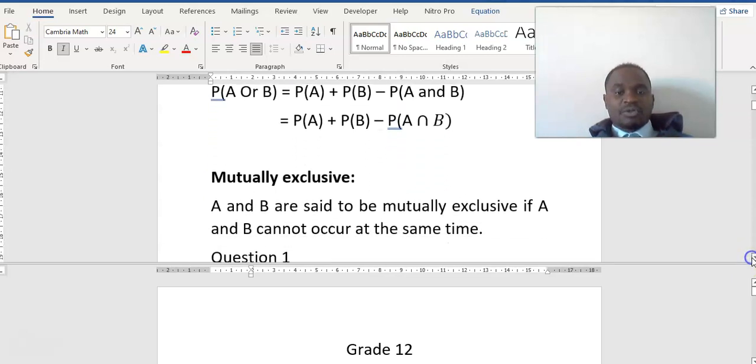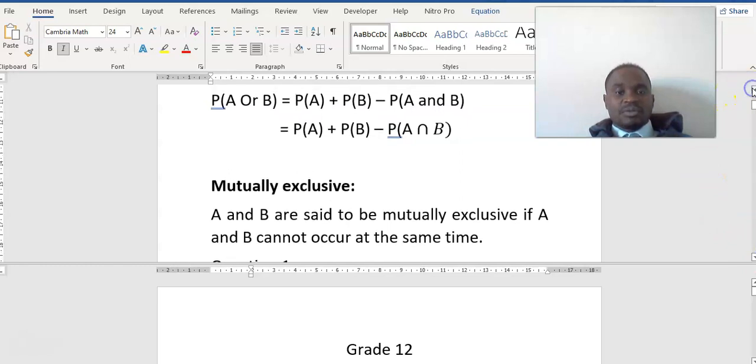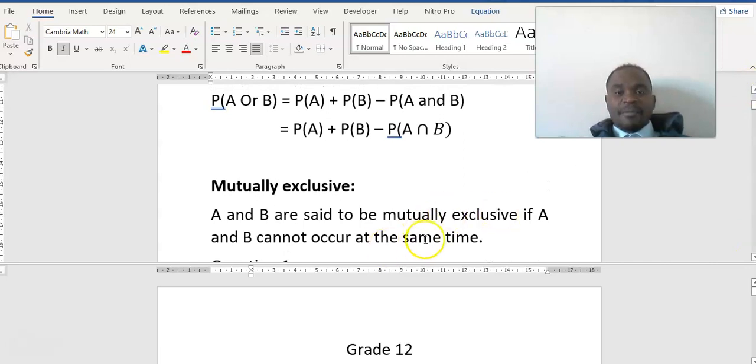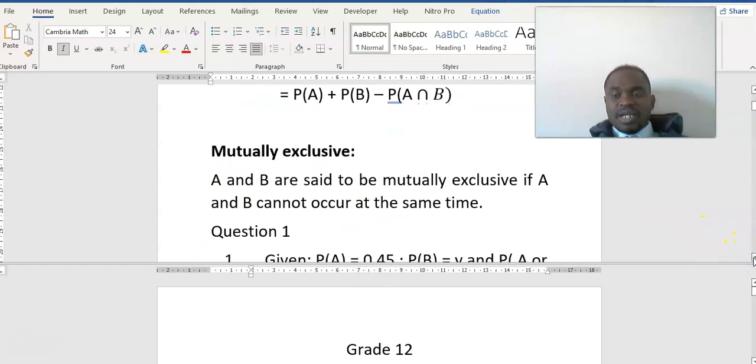I want us to look at this term also, mutually exclusive. A and B are said to be mutually exclusive if A and B cannot occur at the same time. They occur differently. So for A and B to be mutually exclusive, there shouldn't be an intersection. There shouldn't be a situation where they occur at the same time. This one, A intersection B, is where A and B occur at the same time. So the intersection between A and B must be equal to 0. The probability of A intersection B must be equal to 0 for an event to be mutually exclusive.